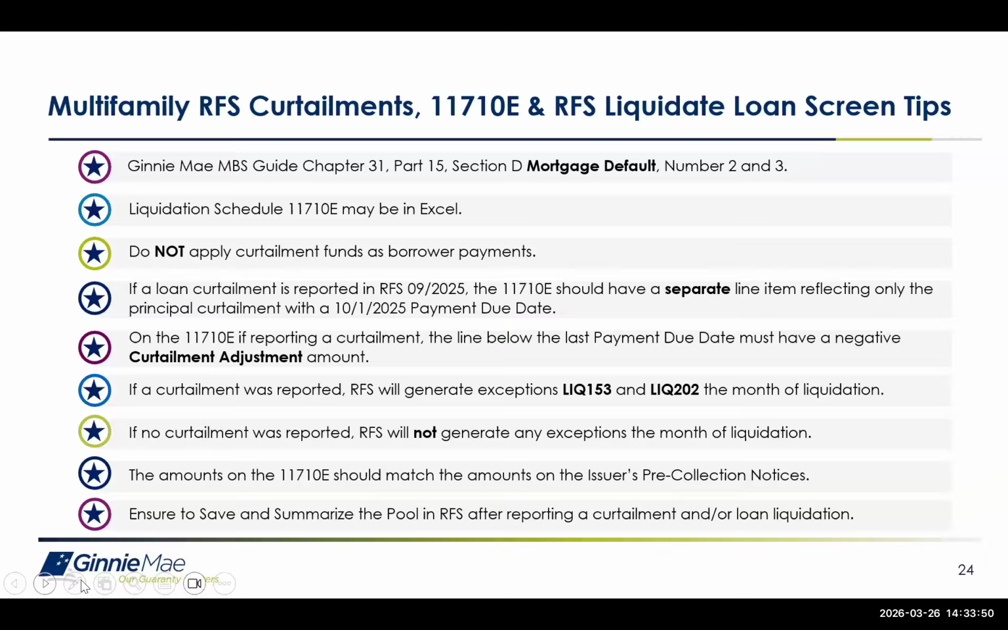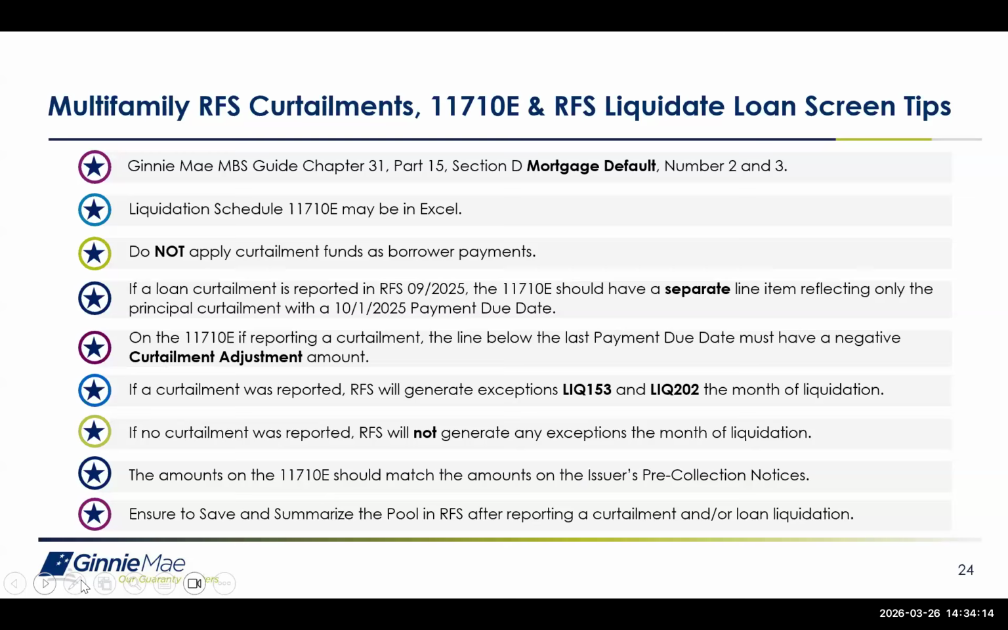When a curtailment is reported, the 11710E should have a separate line with a curtailment amount and the payment due date should be 1 month after the RFS report period. When a curtailment is reported, the 11710E should have a negative curtailment adjustment line after the final due date line.